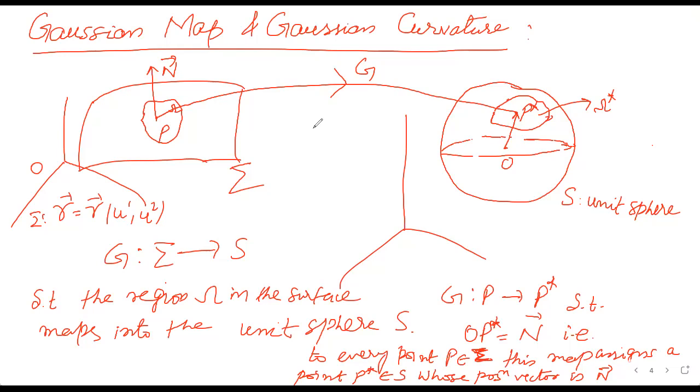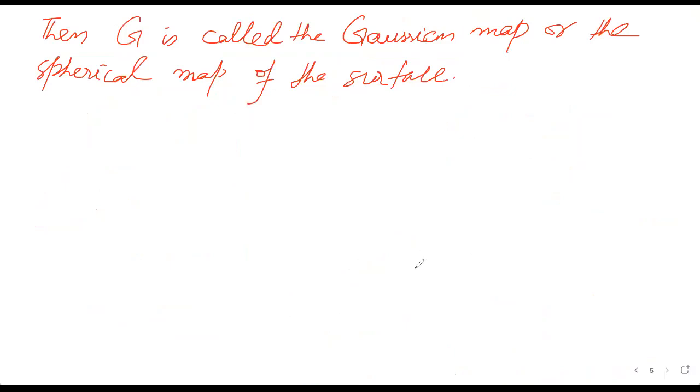Otherwise you can map point P to the sphere in any way. But here it has this property that your OP star should equal the normal vector. This type of map is called a Gaussian map. We need this type of maps in the study of differential geometry. We will see later where we will be using it. So this is your Gaussian map.